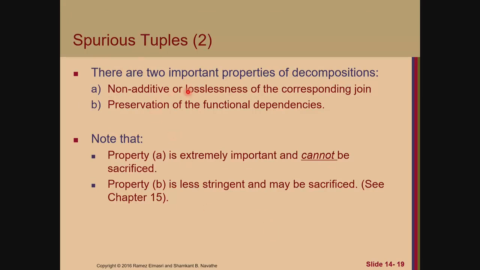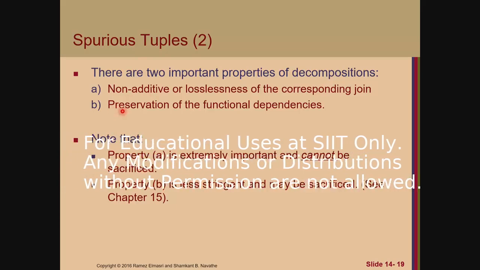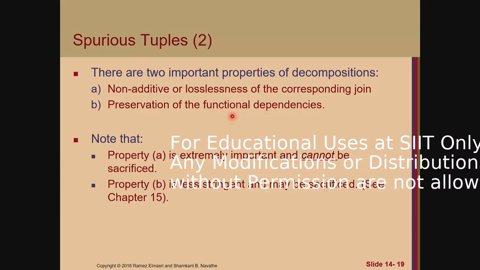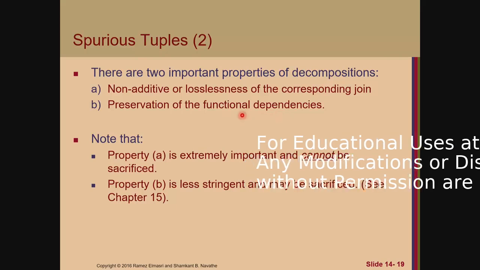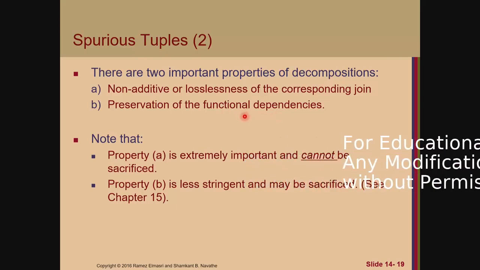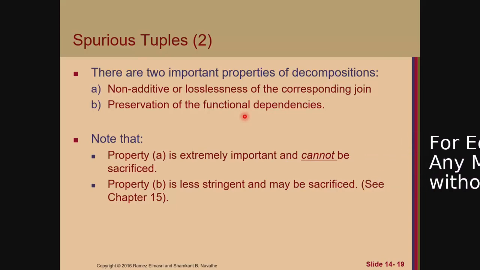Okay, there are two important properties of decomposition. Decompose means separate the tables, okay? And then when you join it back, sometimes you will have this kind of problem. The first is non-additive or losslessness of the corresponding join. We try not to generate new information. And the second is preservation of functional dependencies. Okay, you don't know about functional dependency yet, but okay. If you have functional dependencies, when you separate and after that join it back, the functional dependencies should be preserved or still remain in the new relation from the join.